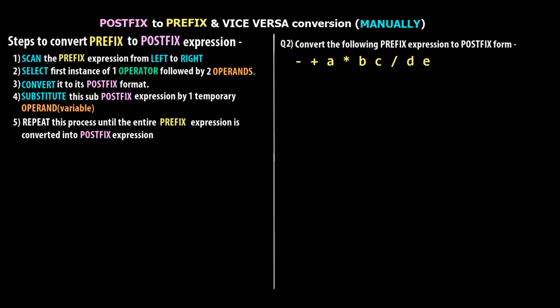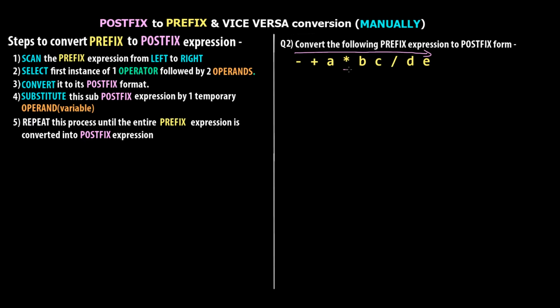What we have to do, we have to scan the prefix from left to right. We have to select the first instance where we get one operator followed by two operands. So let's see, we have one operator. Is it followed by two operands? No, because after minus we have one more operator. So after minus we do not have two operands. So we'll move forward. So we'll see, we get one operator. Okay, but is this one operator followed by two operands? No, because we have multiplication over here. So this is not an operand, it is an operator. So this also is not that pattern that we're looking for.